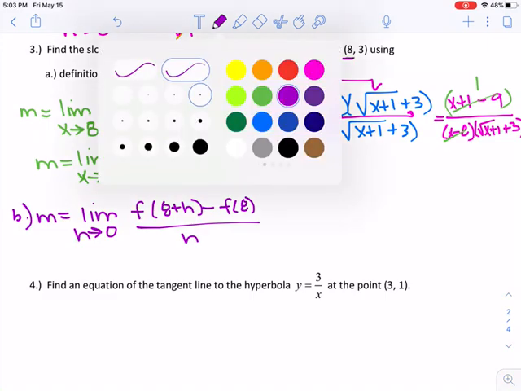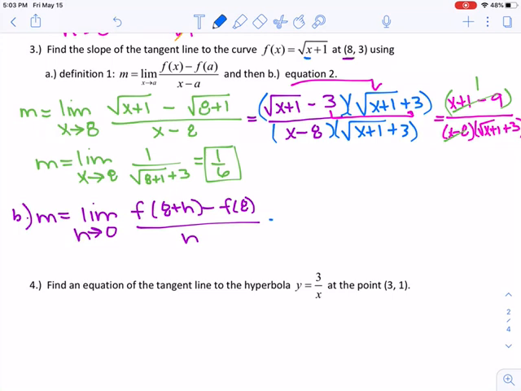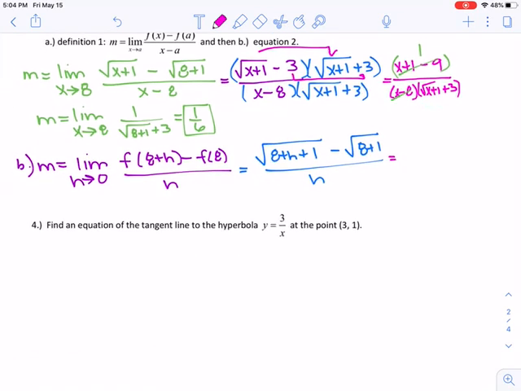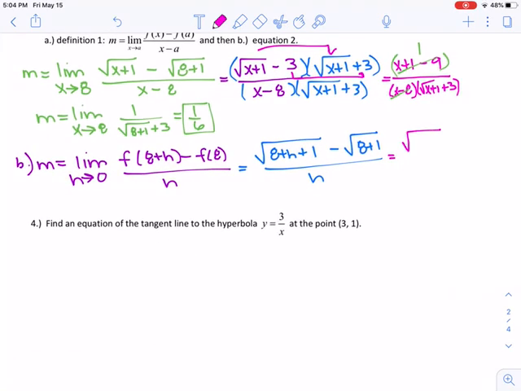If I plug an 8 plus h in for my x, I'm going to have the square root of 8 plus h plus 1 minus, I'm now going to plug an 8 in for my x, the square root of 8 plus 1 all over h. So let's go ahead and simplify that down a little bit. I'm going to have the square root of 9 plus h minus the square root of 9, which is 3, all over h. So this time, just like we did in the first one, we've got to multiply top and bottom by that conjugate pair.